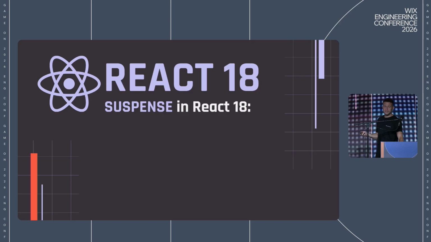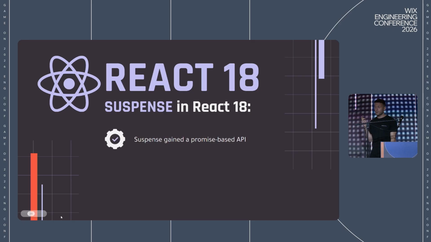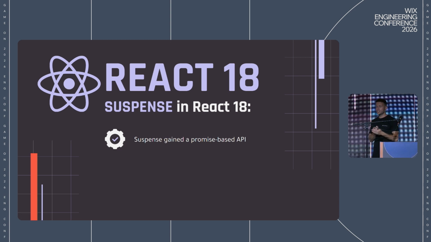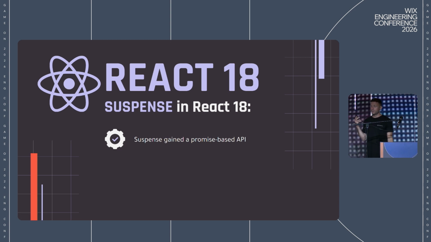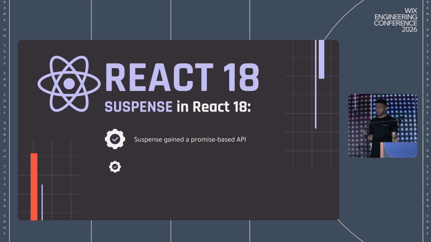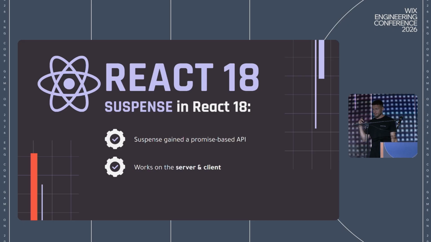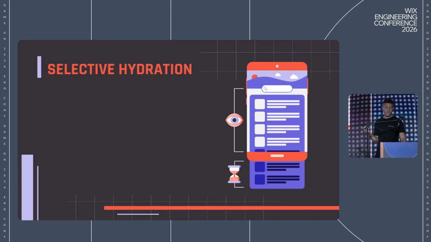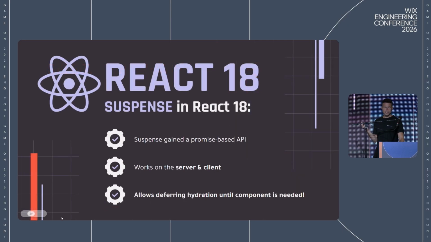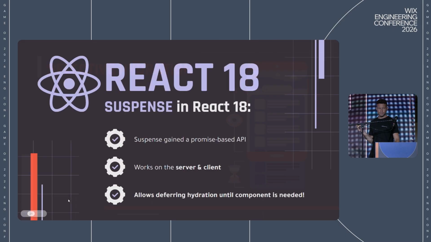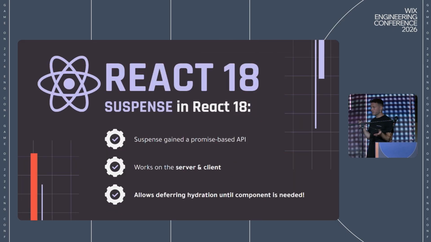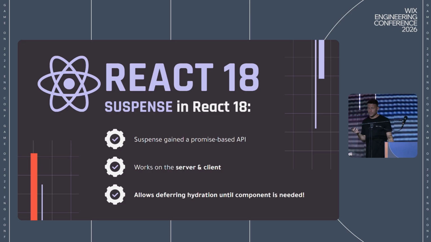With React 18, things got much more powerful. Suspense gained the promise-based API that opens many different possibilities, like streaming components from the server when they're ready and controlling rendering. It works both on the server and in the client, meaning no fallbacks from the server like in React 16. And the best part is, this finally allows us to defer hydration and control the rendering process, and specifically control the hydration process.